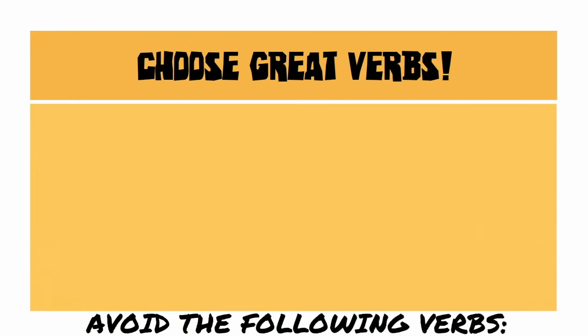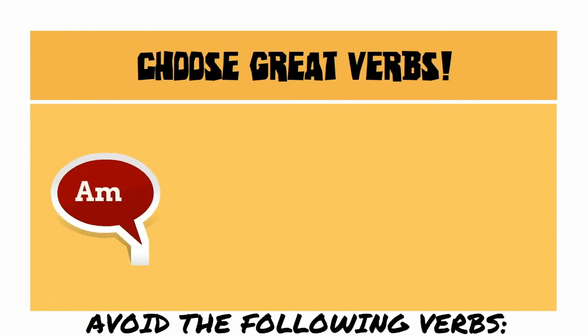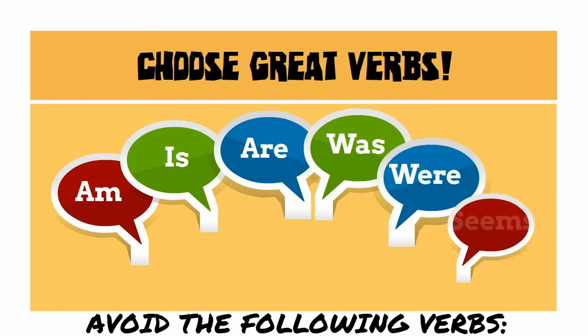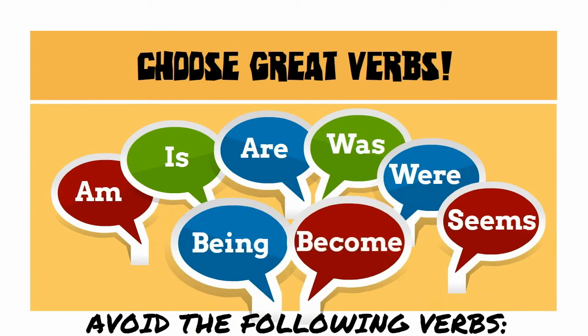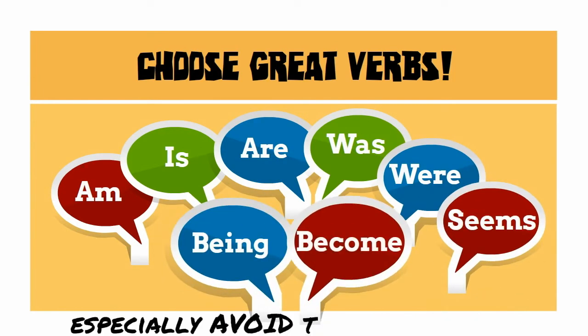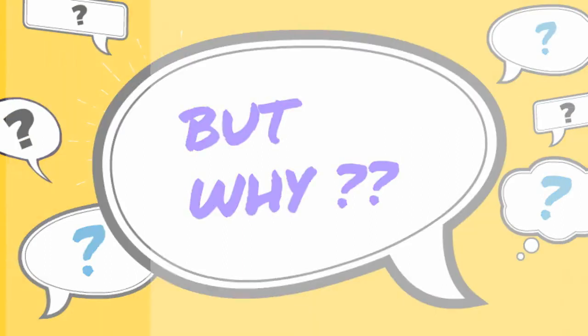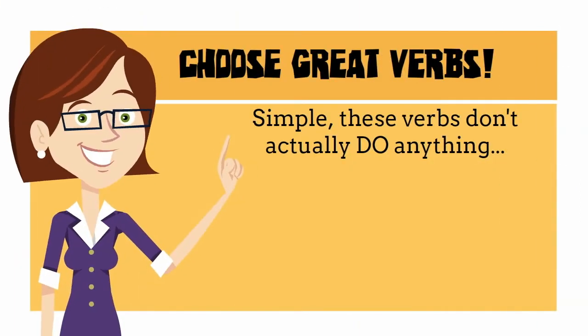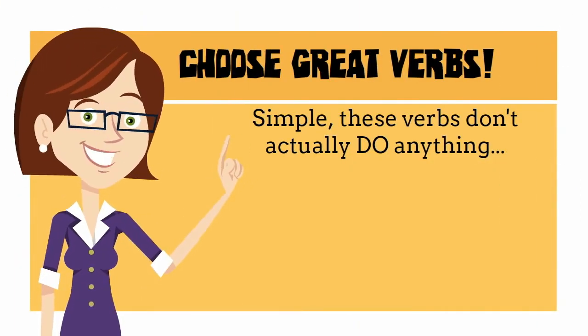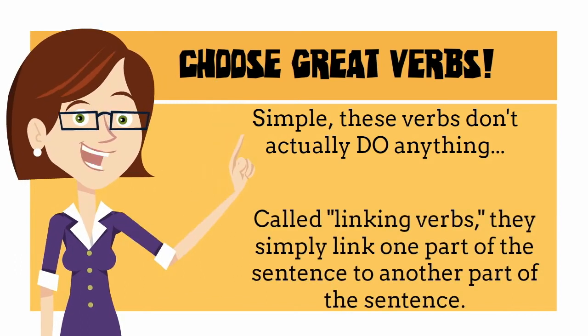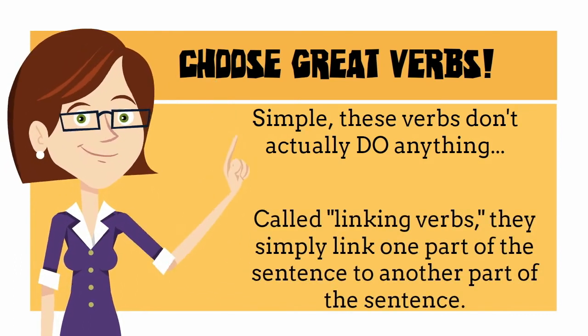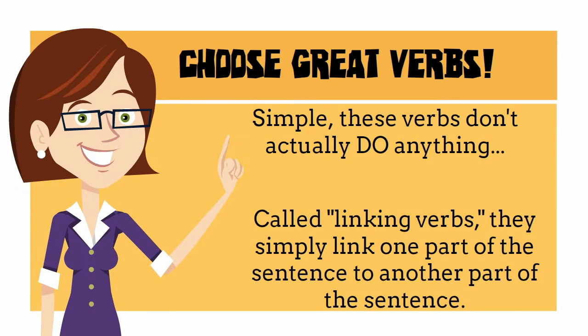Try to avoid the following verbs: am, is, are, was, were, seems, being, become. Especially try to avoid the verb to be. But why? Simple. These verbs don't actually do anything. Called linking verbs, they simply link one part of the sentence to another part of the sentence.